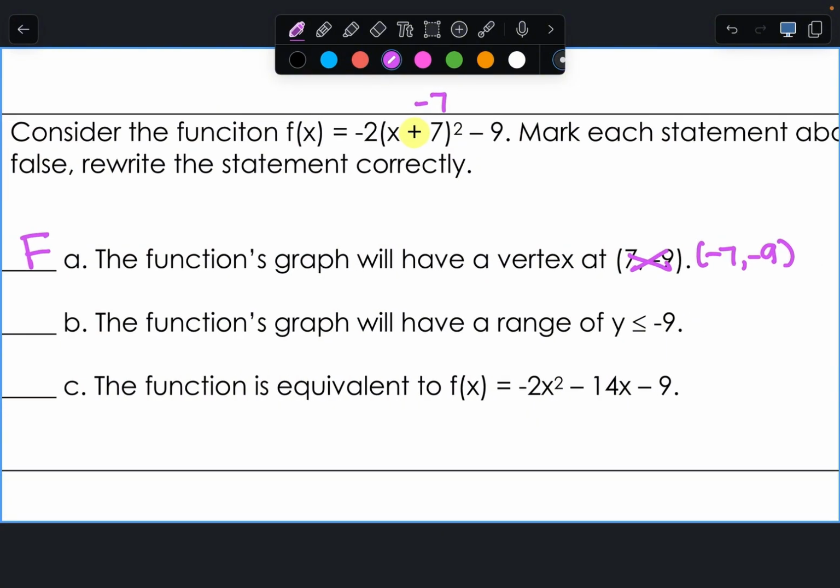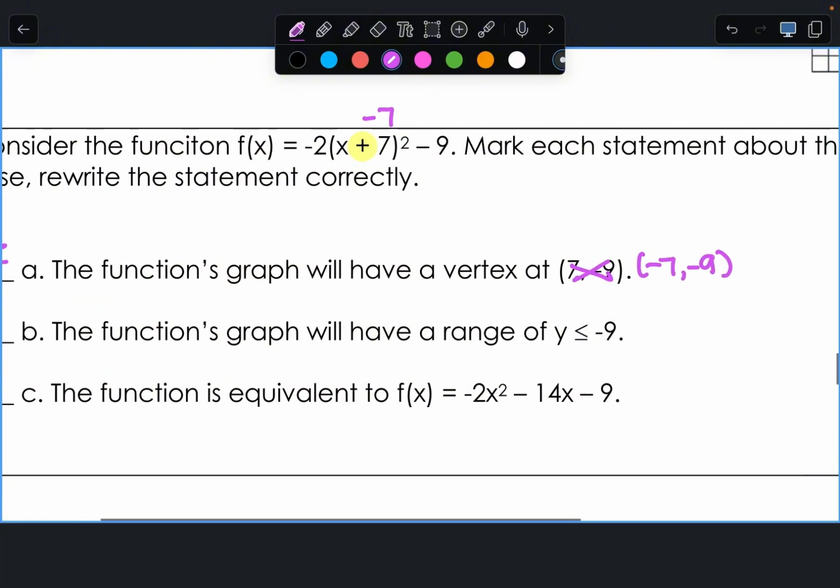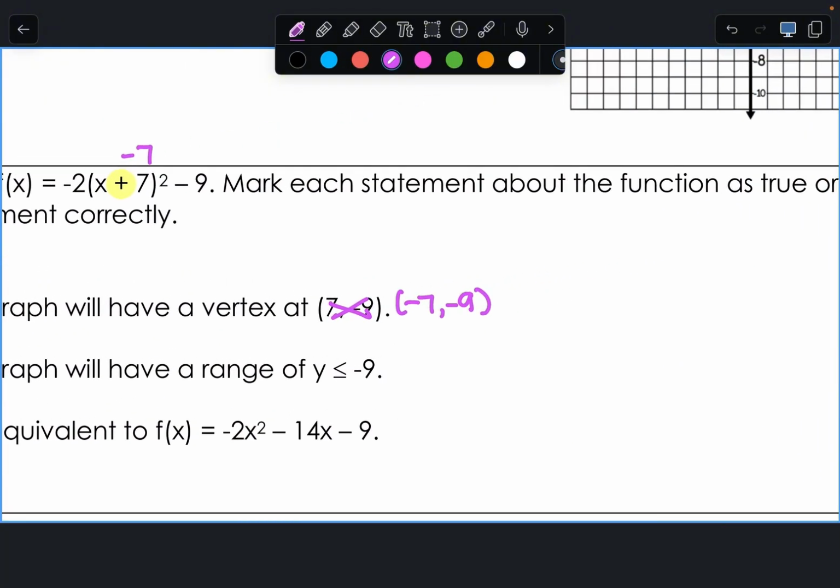Okay. Part B. The function's graph will have a range of y is less than or equal to negative 9. Well, we already have the vertex, which we need for the range. Look at your value of a for the other part. If a is negative 2, is your parabola going to be a U or an N? It's going to be upside down. It's going to be an N. There's my vertex, negative 7, negative 9. So does that give us a maximum or a minimum? A maximum.